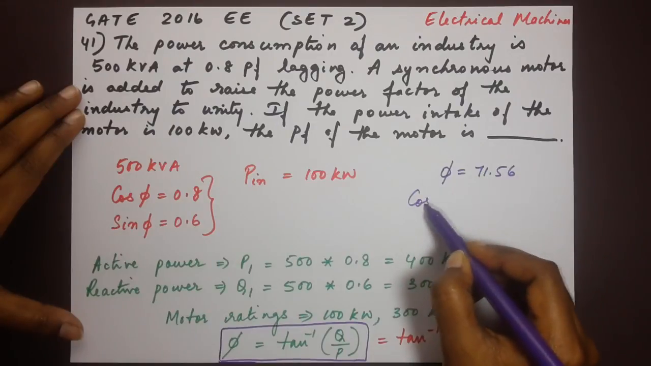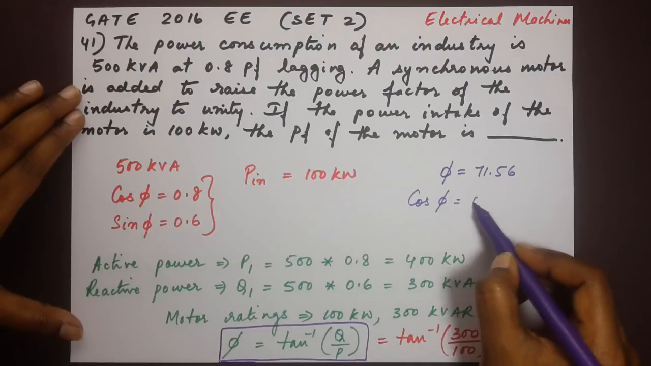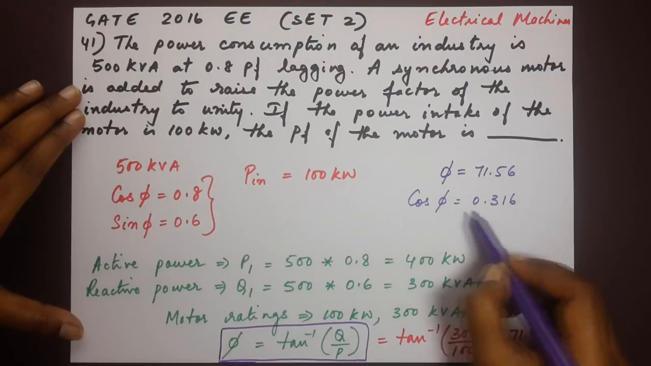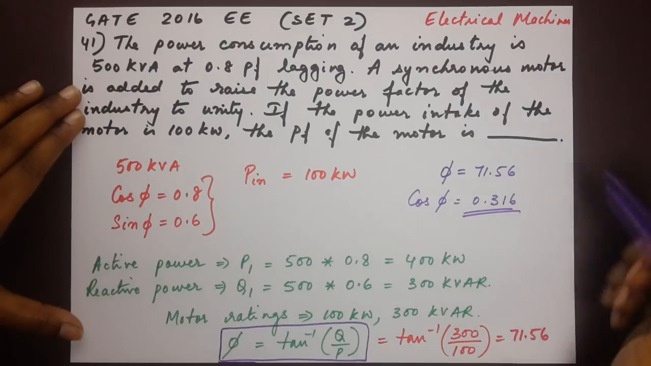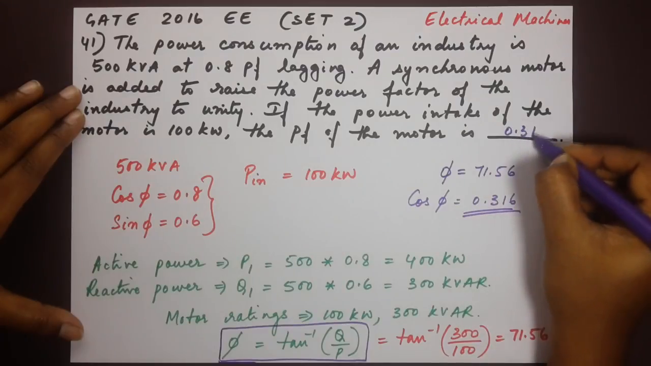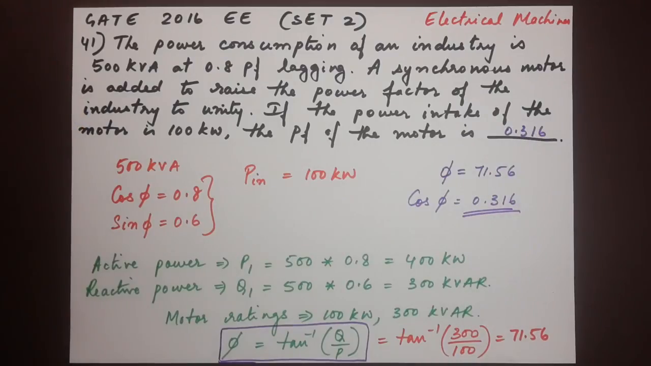We need the cos of this value, cos phi, which is 0.316. 0.316 is the final answer. I hope this has helped.